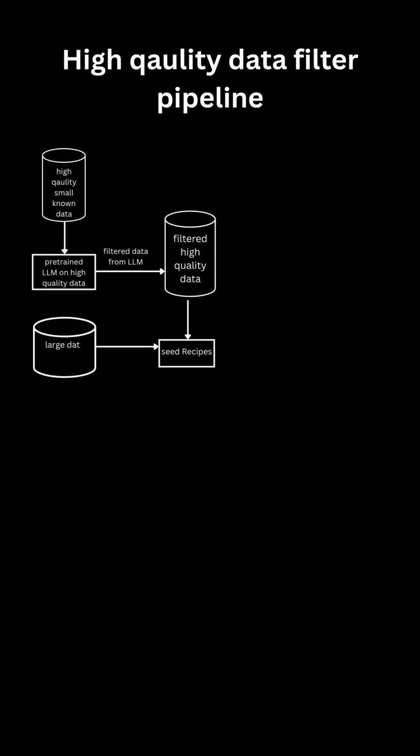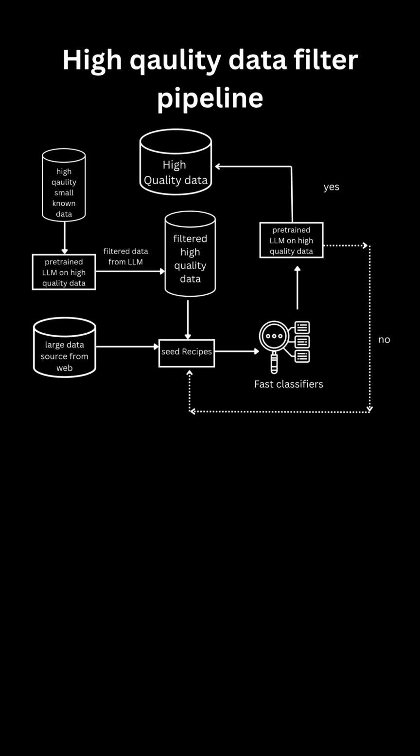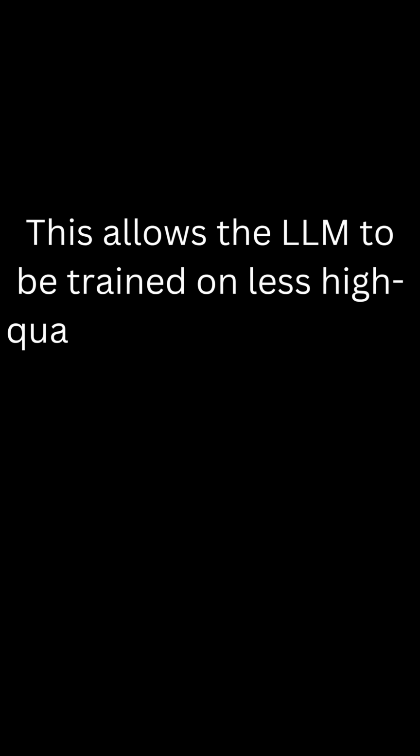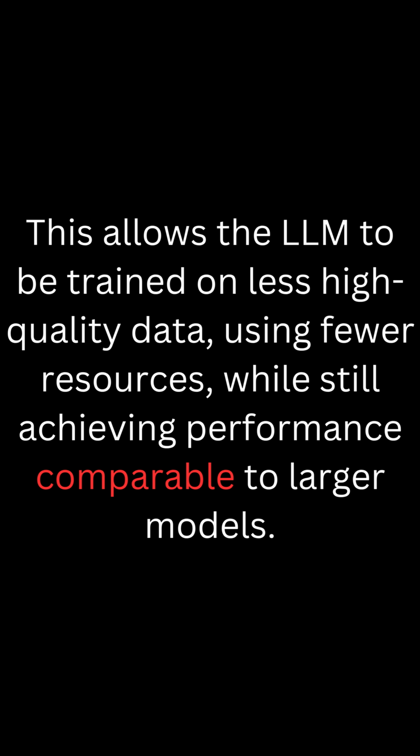The large, noisy web data first passes through the seed recipe, which selects promising samples, candidates that might be high-quality data. The candidate data is then filtered by a fast, non-LLM classifier to identify high-quality samples. Finally, the classifier's filtered data is passed through the pre-trained LLM to confirm and select truly high-quality samples. The low-quality data rejected by the LLM is sent back to update the seed recipe, helping it better learn what bad data looks like. This allows the LLM to be trained on less high-quality data, using fewer resources, while still achieving performance comparable to larger models.